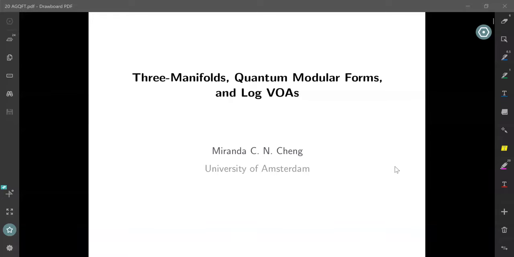logarithmic vertex operator algebras. First of all, I gave a talk about a week ago in the KITP workshop. So this talk will be partially overlapping with that talk, although I don't see anyone who was also present at the talk. Maybe I'm mistaken. But I'll make it as complementary as possible, though the first 15 minutes at least will be overlapping, okay?